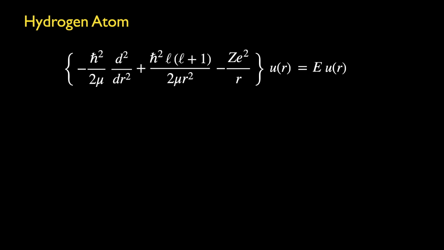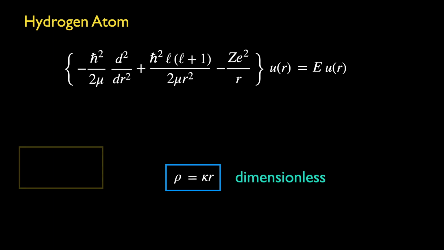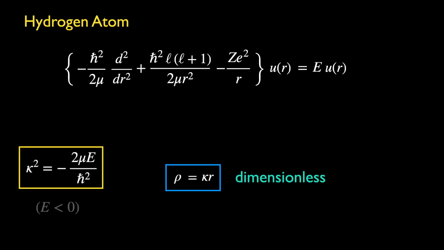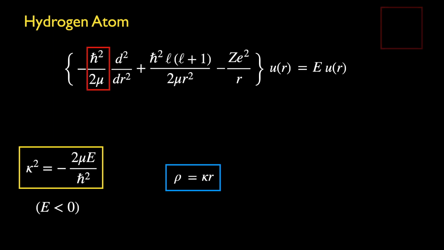It would be convenient to now rewrite this equation by replacing the radial coordinate r with a dimensionless variable, rho. This is motivated by the asymptotic form of u derived earlier. Let's get rid of the prefactor of the second derivative. Multiply both sides of the equation by 2 mu over h bar squared.